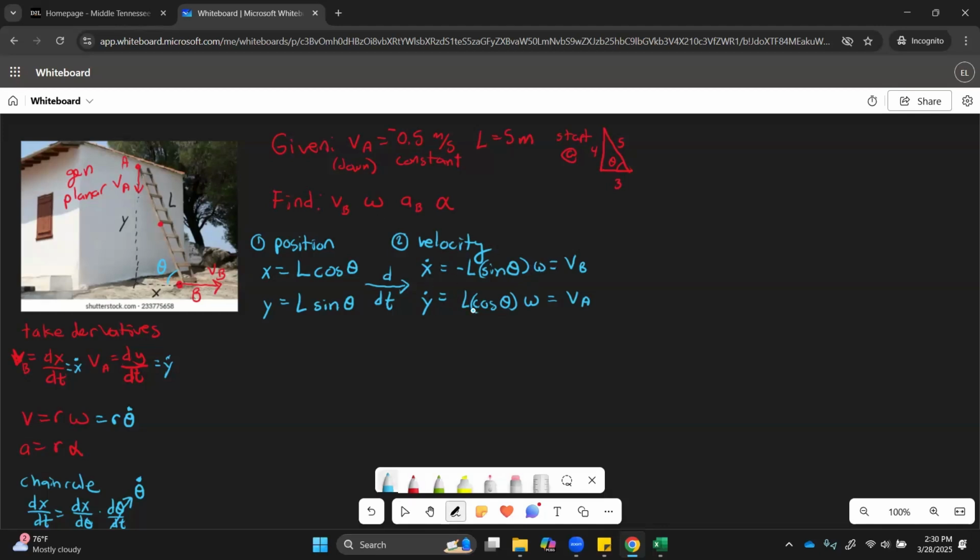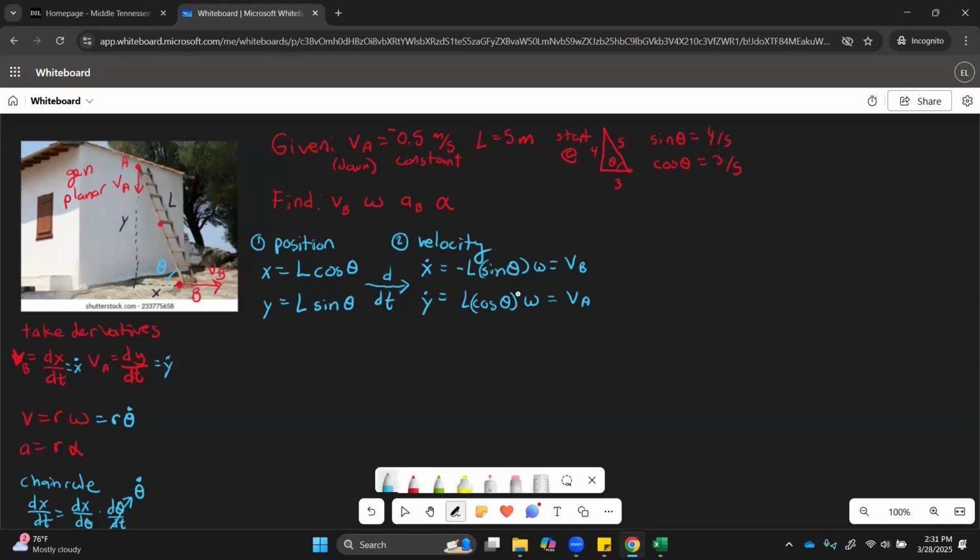Okay, so now we have two equations, x dot and y dot, and we have two unknowns, which are omega and VB. Now theta is also an unknown, but theta is pretty easy to solve for. However, we can just use ratios here. So we know that sine equals opposite over hypotenuse. So sine theta equals 4/5 from this triangle. And cosine theta is adjacent over hypotenuse equals 3/5. So it'll be easier, rather than find theta, we'll just plug in these ratios.